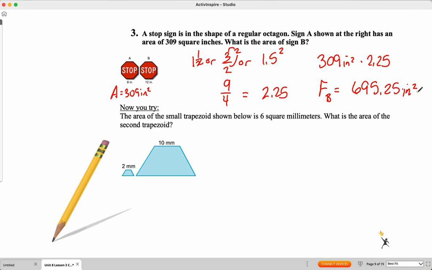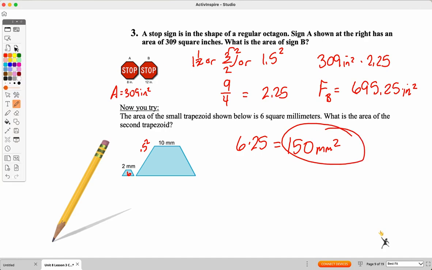All right, so now we can take a look at this one. We have an area of this trapezoid being 6. We know that this is 5 times larger. So the area is going to be affected by 5 squared. So 6 times 25 says the area of my new figure is 150 millimeters squared.